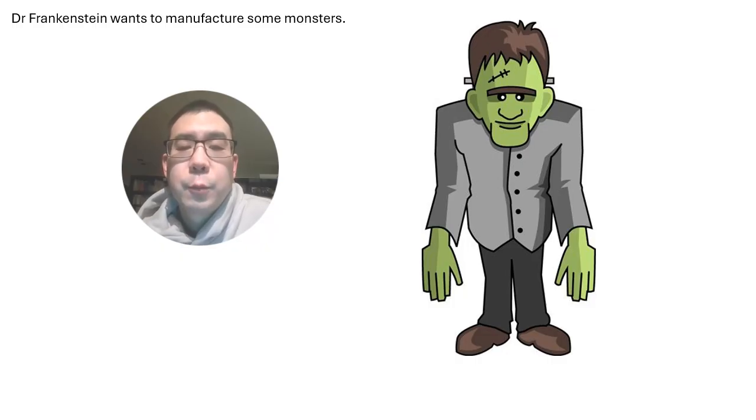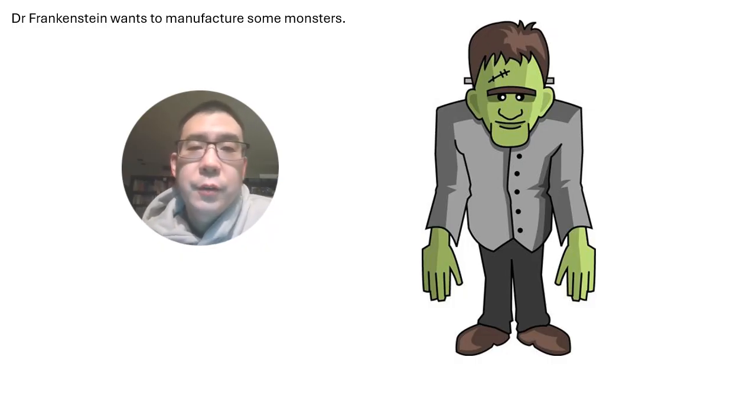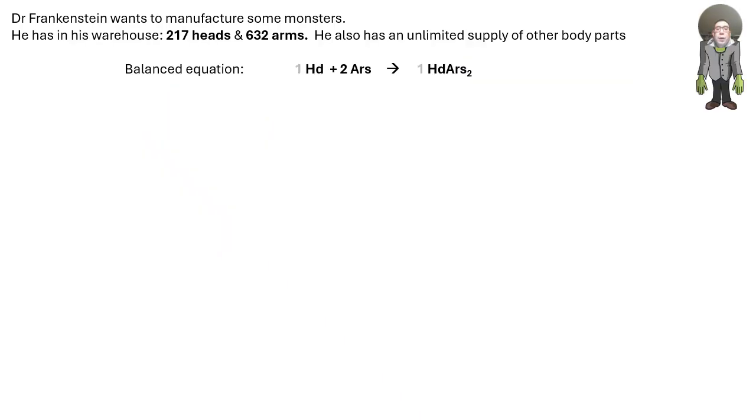Okay, so if we're ready to move on, let's do an example with the monsters. Frankenstein wants to manufacture some monsters. He has in his warehouse 217 heads and 632 arms. Somehow it always seems to make more sense when we talk about the heads and the arms rather than actual chemicals, so we'll run through the procedure here. And he has an unlimited supply of other body parts, so we're just going to ignore them.